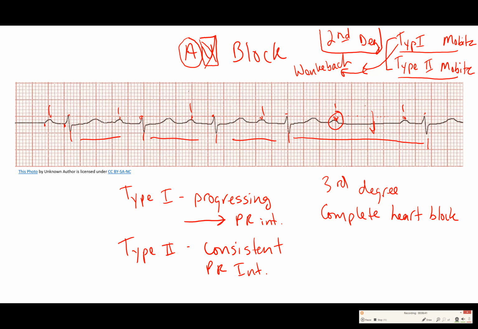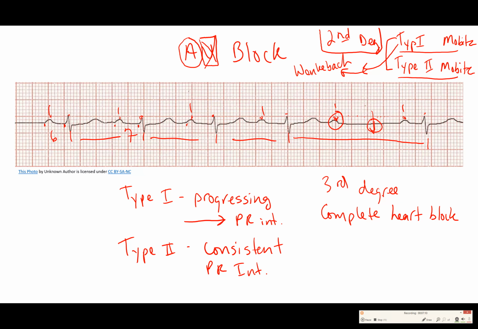So we could say that's first degree heart block if we didn't see this dropped beat, but because there's a dropped beat, it becomes second degree or even possibly third degree heart block. So our first PR interval is, we'll just say 6 small boxes. The next PR interval is 1, 2, 3, 4, 5, 6, 7 small boxes.